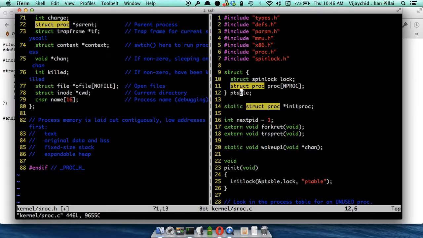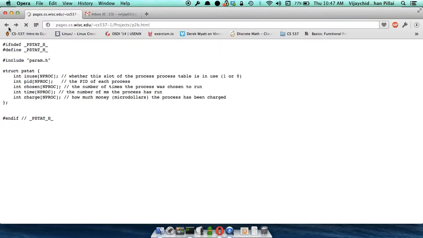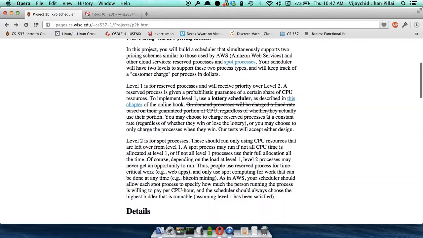So you should just go through the ptable, and that will give you pointers to all the different processes in the system, right? Because we have an array of processes. For each process, check all of these different fields, populate them into the pstat, and then just return it. Okay, so that is all your getpinfo call is supposed to do. It's supposed to be very simple. It's just like a read of a file.